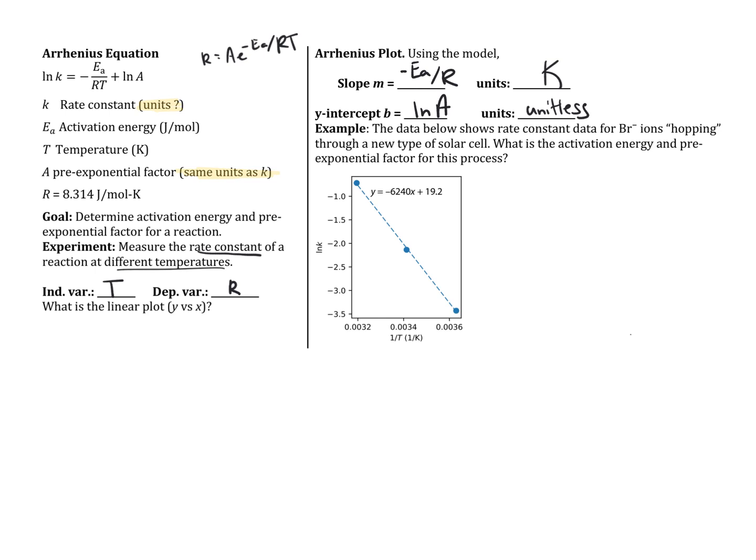Sometimes we would write something like ln of K over seconds to the minus 1 or something like that. Okay, now that we have the Arrhenius equation listed out here, take a couple minutes to do the example. So what is the activation energy and pre-exponential factor for this process given the linear plot and the data there?